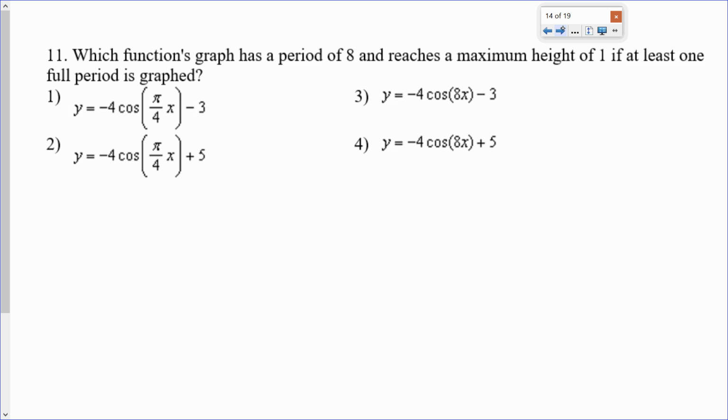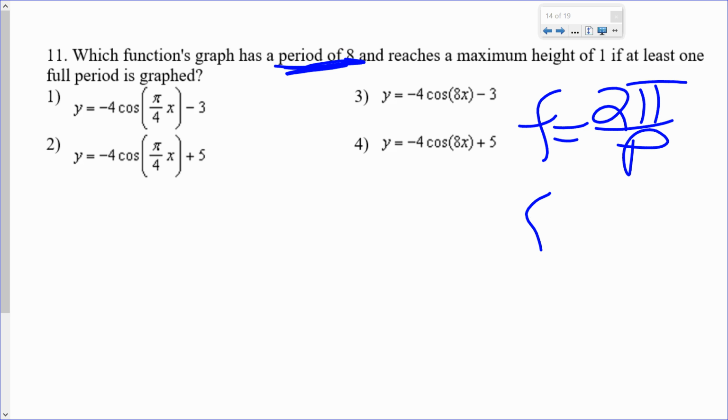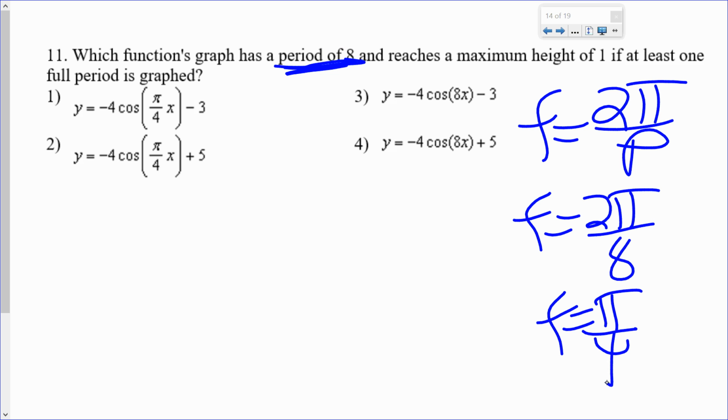So, this is kind of a good one to do by eliminating stuff. It has a period of 8. So if it has a period of 8, being how I'm writing the equations, I need the frequency. So frequency is 2 pi over the period. So frequency is 2 pi over 8, which is pi over 4. So it can't be 3 or 4 because 3 or 4 have a frequency of 8. So basically the only difference here is the midline.